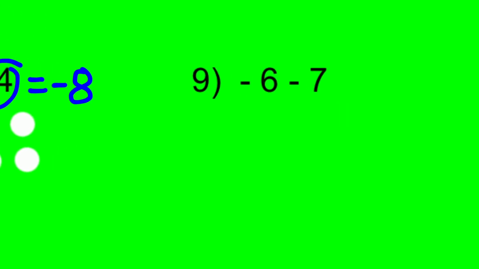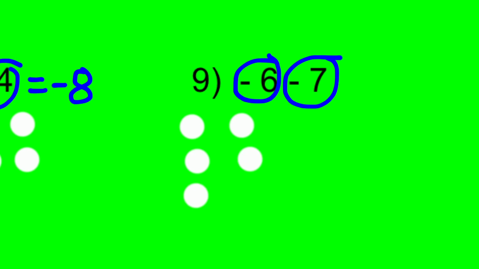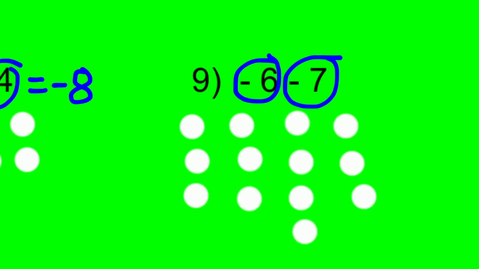And same thing right here, -6, -7. I always think of it as the sign in front of the integer goes with the integer. -6, -7. So I've got 6 white circles and 7 white circles. Nothing cancels out, so I'm left with 13 white circles or -13.